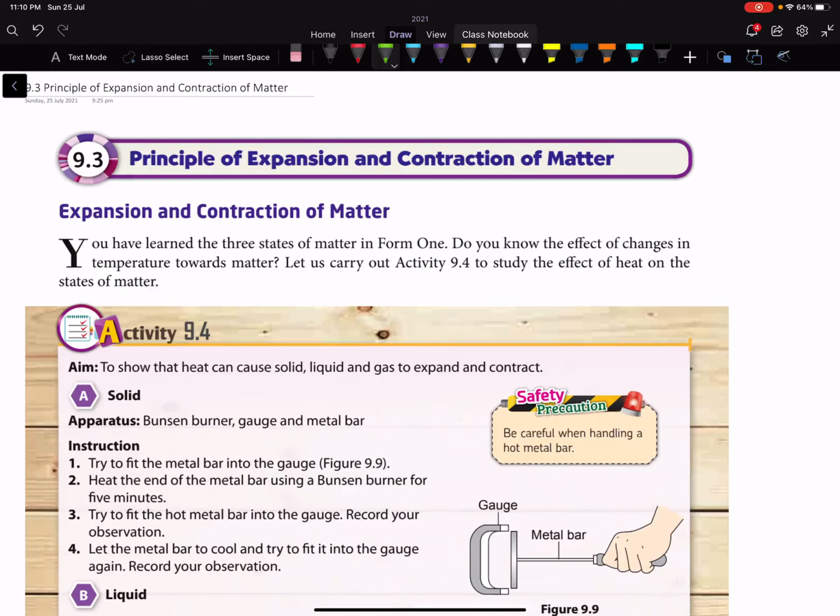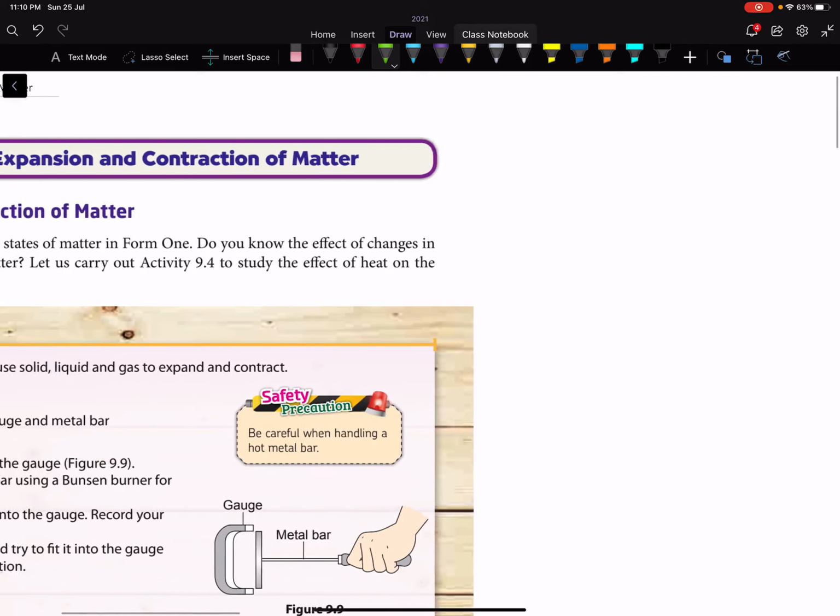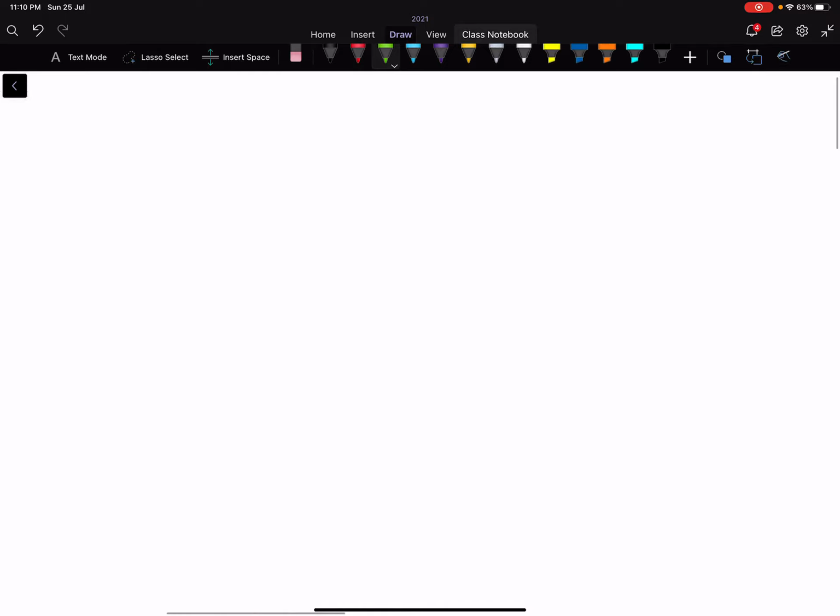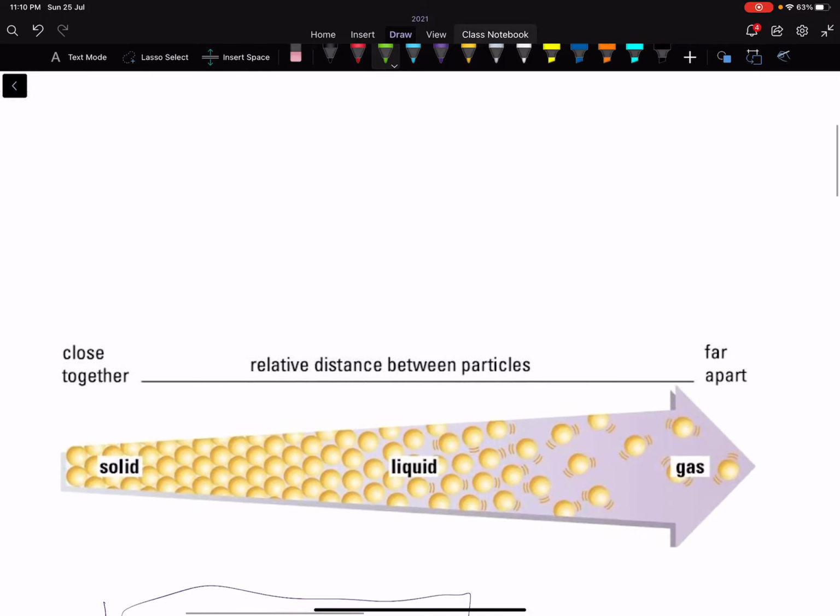Okay, good morning. Today we're going to learn about Chapter 9.3 Principles of Expansion and Contraction of Matter. You all have already learned about the three states of matter last year in Form 1. You all remember about solid, liquid, and gases, right?